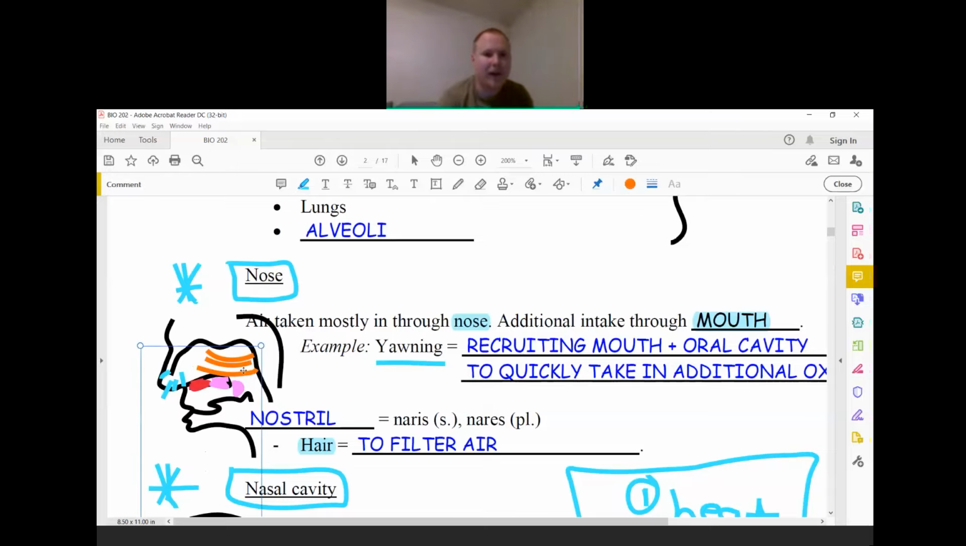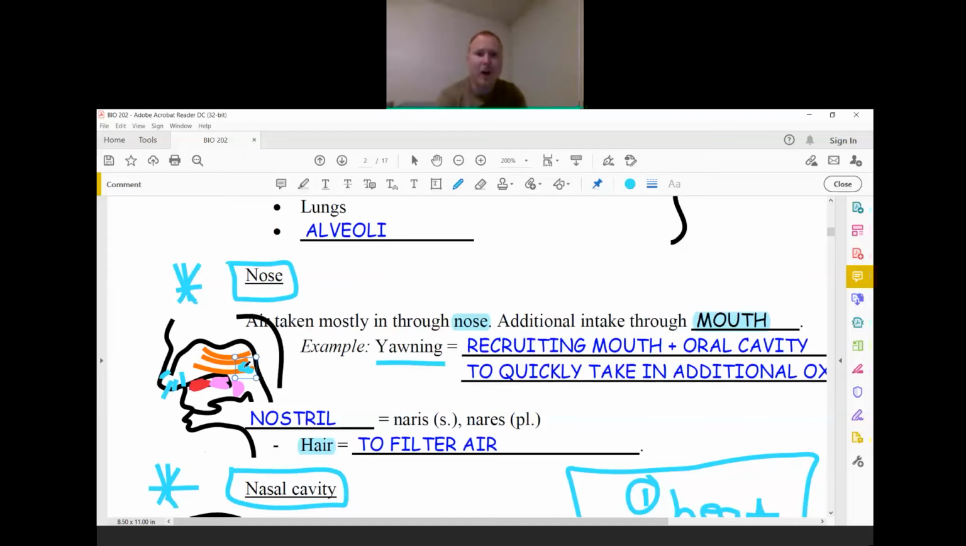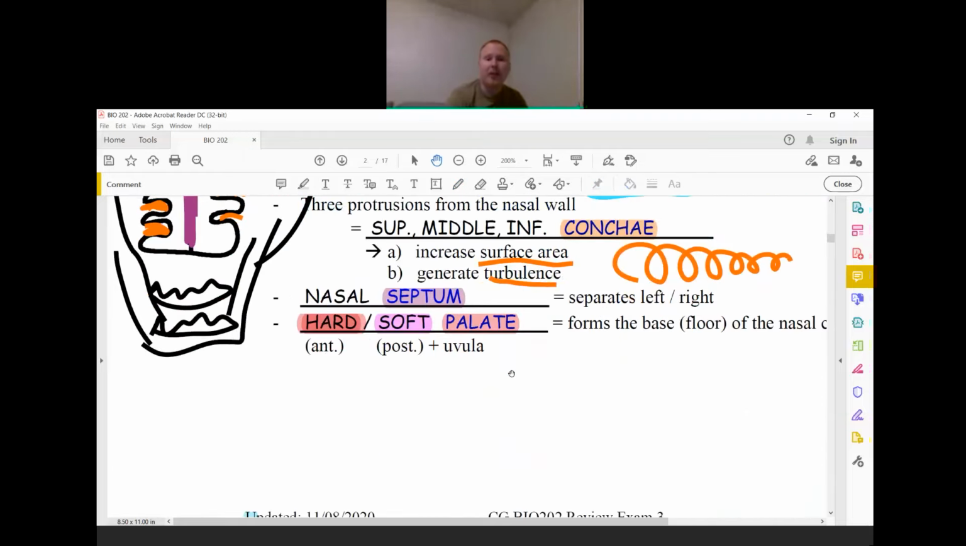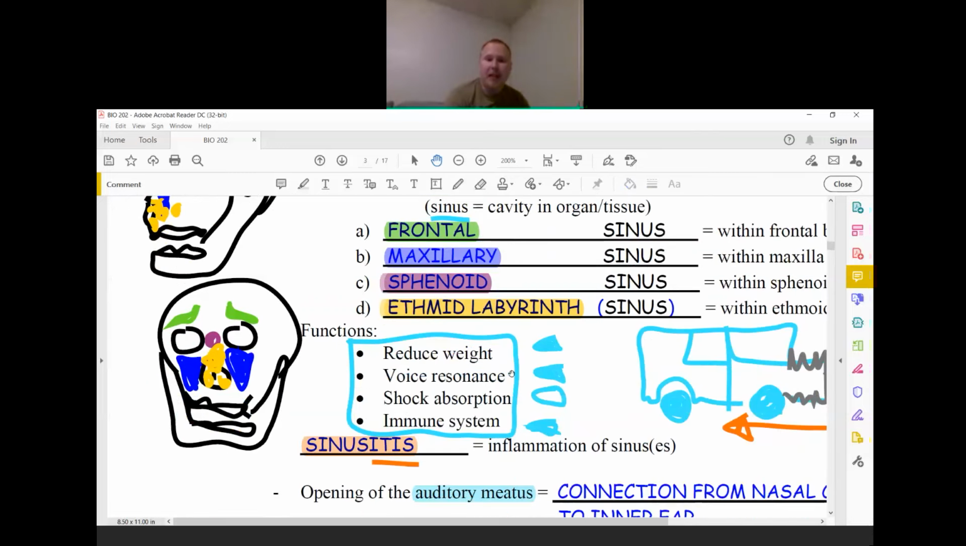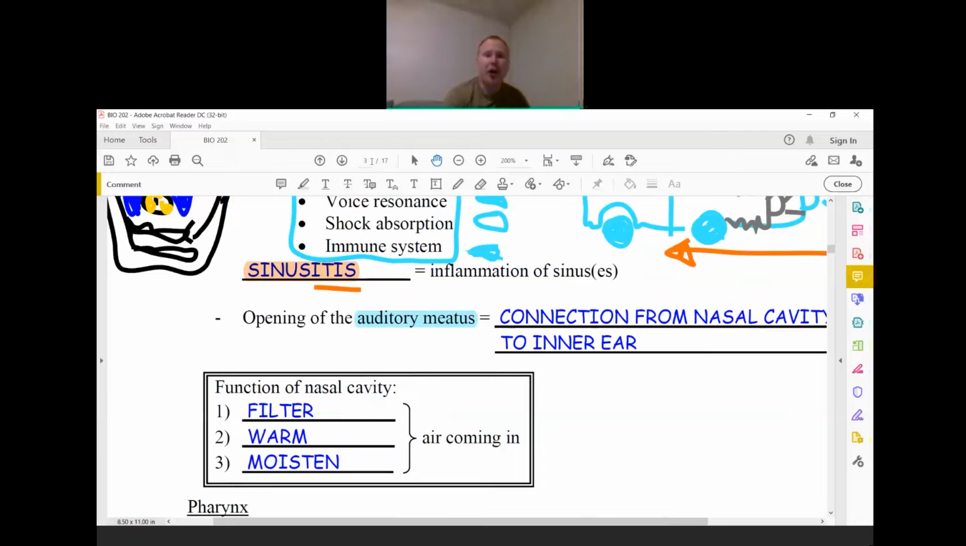Oh, I thought that I had the pen on. Let's add the pen so it's going to be easier to find. Roughly somewhere here. It's a hole that starts from the nasal cavity and runs all the way to the inner ear. We already talked about these functions of the nasal cavity, but I do want to highlight them again.